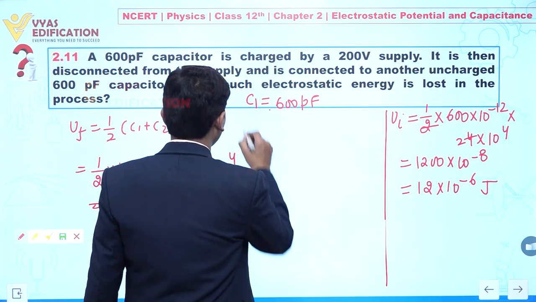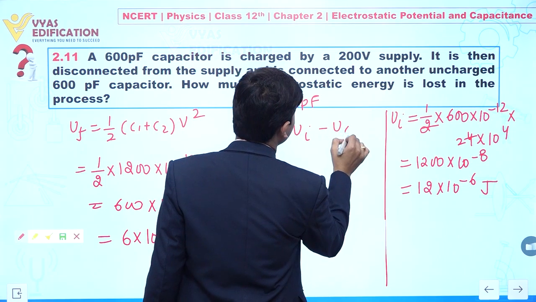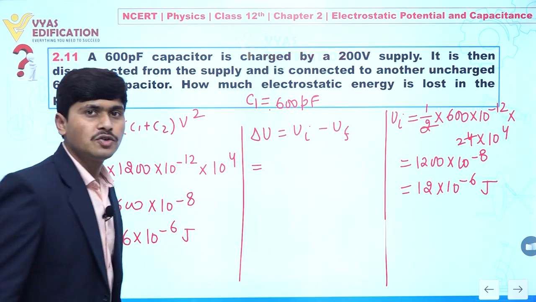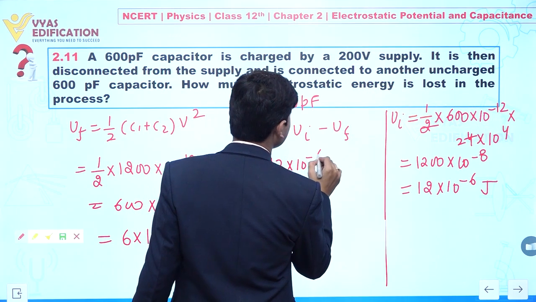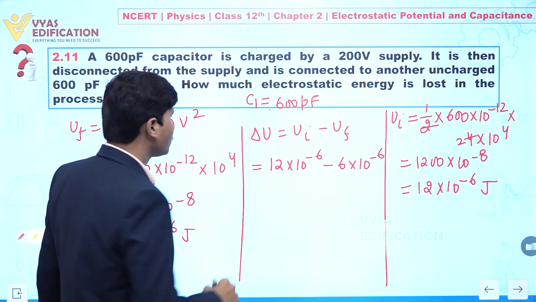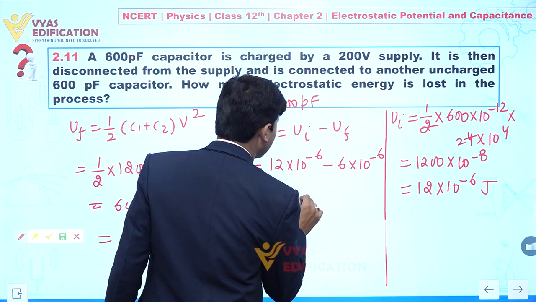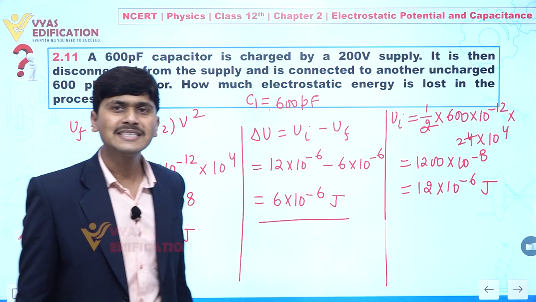Clear? So now we can calculate the total loss in energy. This is U initial minus U final. Clear? U initial is given to you, this is 12 into 10 to the power minus 6 minus 6 into 10 to the power minus 6. Clear? So we can write that the total loss in electrostatic energy is 6 into 10 to the power minus 6 joule.